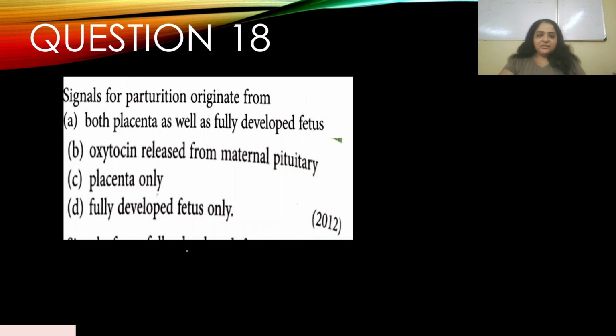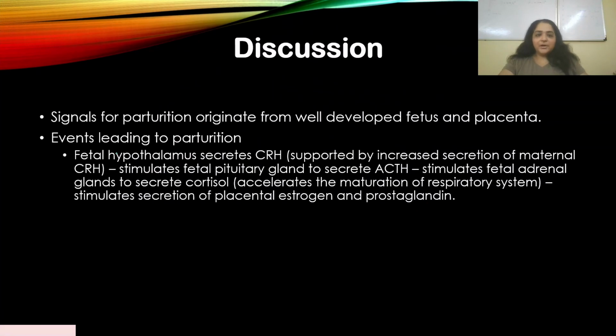Question number 18. Signals for parturition originate from, and this appeared in 2012. A. Both placenta as well as fully developed fetus. B. Oxytocin release from maternal pituitary, placenta only, fully developed fetus only. So signals for parturition originate from both placenta as well as fully developed fetus. Remember I spoke about the events leading to parturition. There's CRH from the fetus as well as from the mother, and this results in a cascade of events.